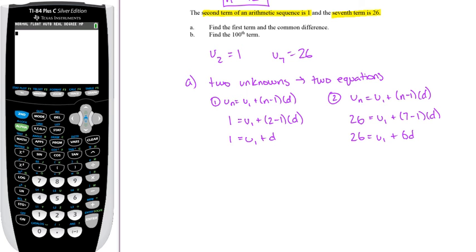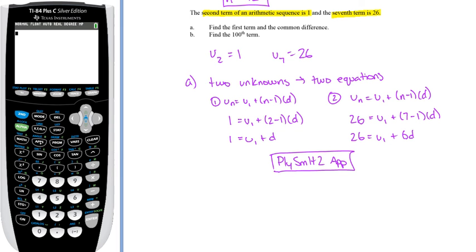So you can approach this algebraically through substitution or elimination, or you can use the calculator. There's a separate video about how to use this app, but I'll use it now to solve. To solve, I can use something called the PolySmlt 2 app. On your calculator, to find that app, you're going to press the apps button, and that will take you to this menu.